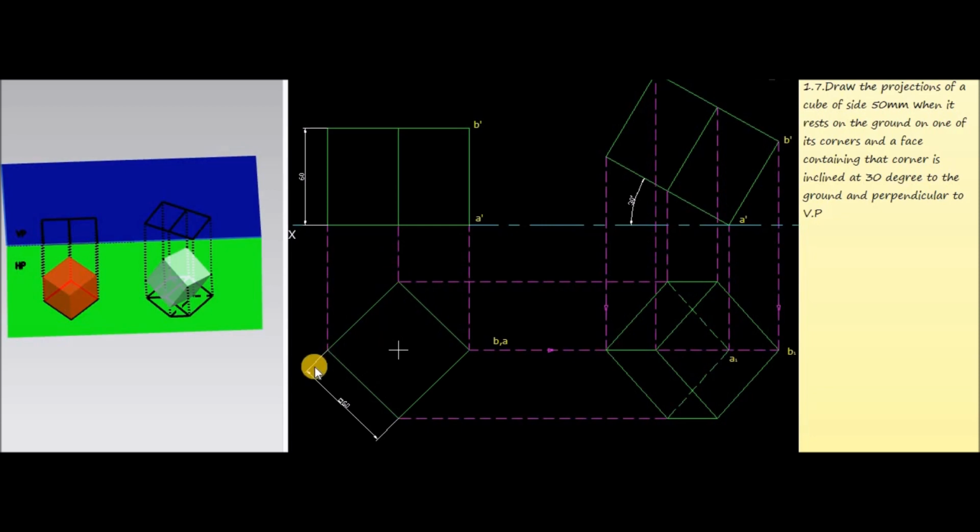Now first of all we have to draw the initial position. Here the cube is resting in the horizontal plane. Now mark the corners at a distance of 60 mm. Then join all those corners. So this one will be the top view corresponding to the first position. Then draw the projections to the XY line, perpendicular to the XY line, represented by dotted lines.